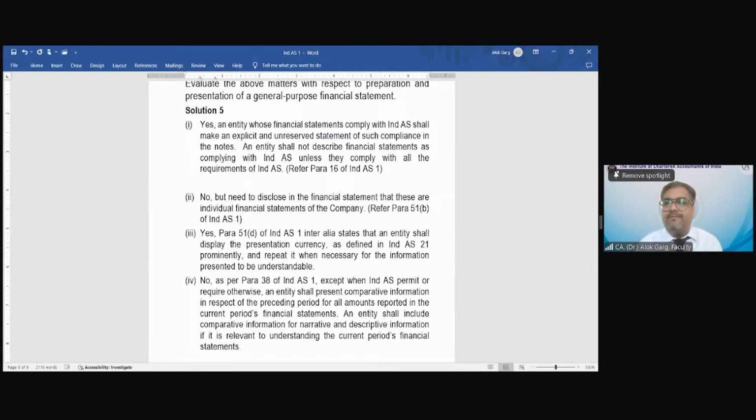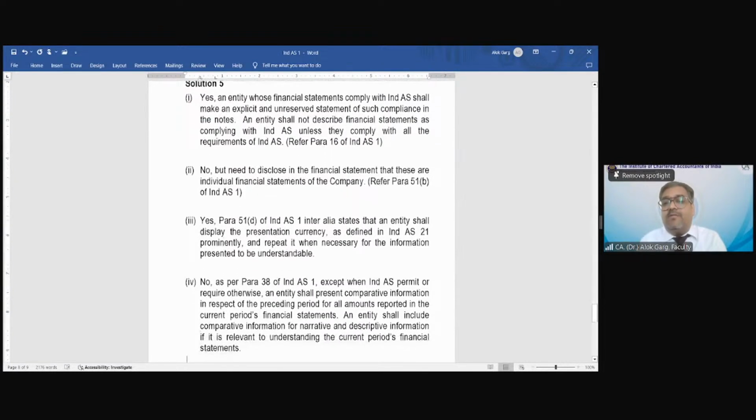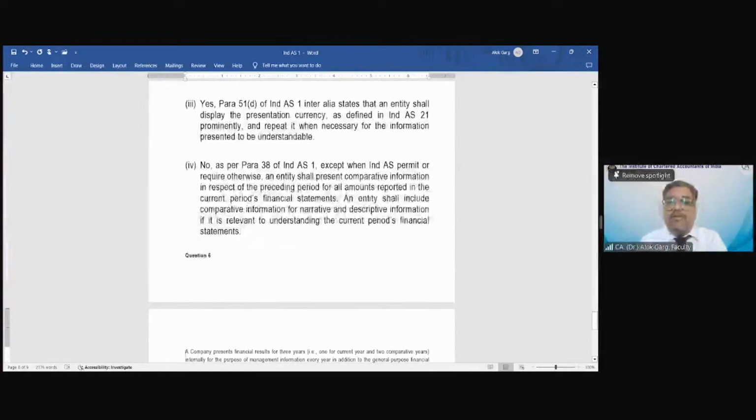Question number 3, which says that the presentation currency is required to be presented as per Ind AS 1 and Ind AS 21. Question number 4, which says that as per para number 38 of Ind AS 1, which is not required to be quoted in your exam, except when Ind AS permit or require otherwise, an entity shall present the comparative information in respect of the comparative period for all amounts reported in the current period financial statement.